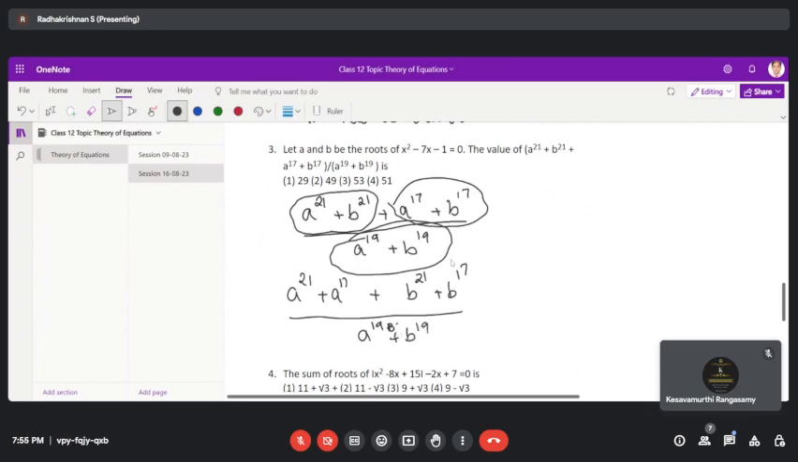So here we can take out a to the power of 17 into a to the power of 4 plus 1.